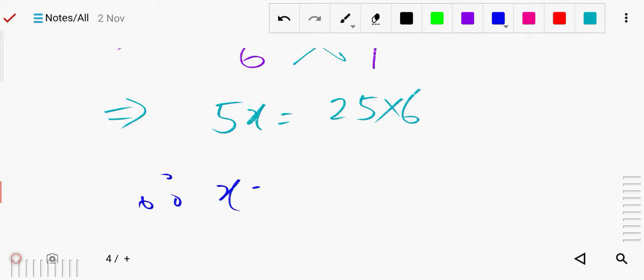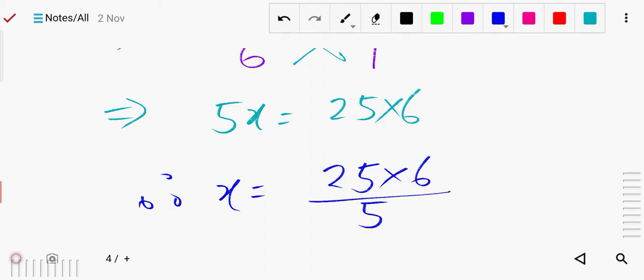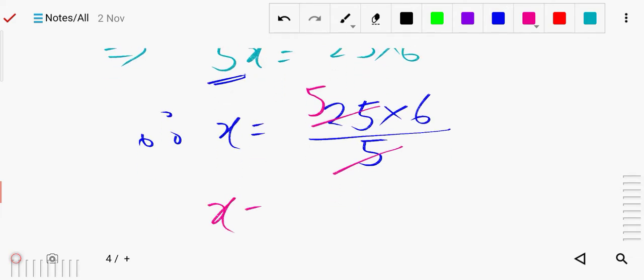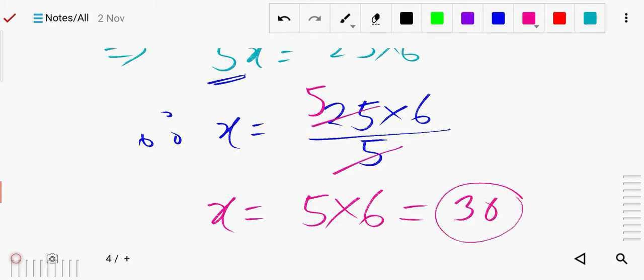So x equals, this 5 will come to the right side, so here it will be divided by 5. Earlier it was in a relation of multiplication, so going to the other side it will be divided. Now let's divide: 5 fives are 25. So now only x equals 5 into 6 is left, which equals 30. So the value of x is 30. Okay, so our answer is 30.